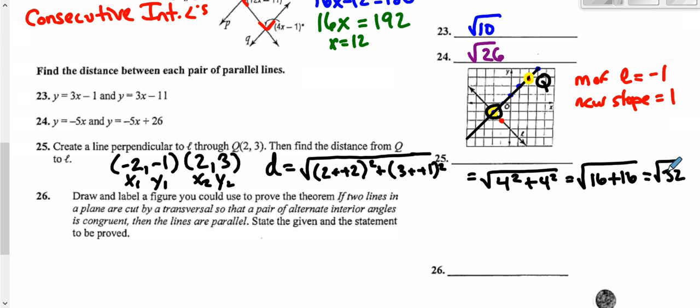Now, the square root of 32 will simplify, so we can break this down into the square root of 16 times the square root of 2. And the square root of 16 is 4, so 4 square root of 2 is our distance.